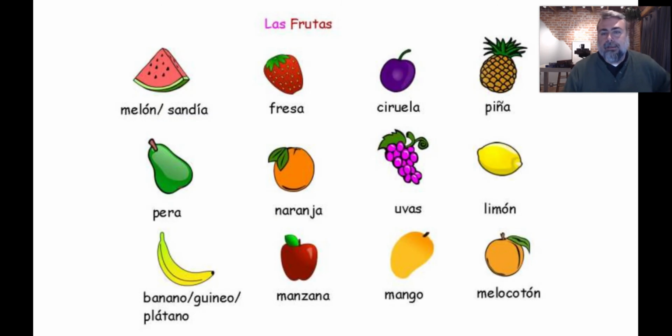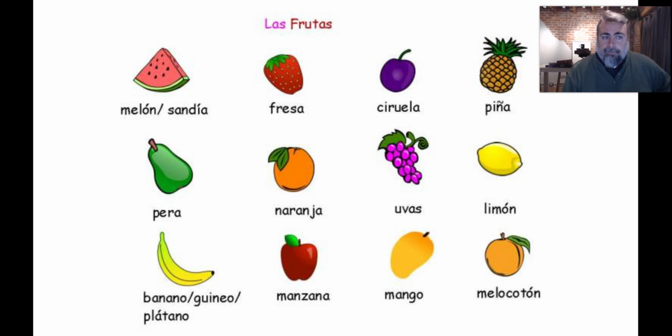Las frutas. Sandia. Sandia is watermelon. In Albuquerque, there are the Sandia Mountains because they turn pink with the sunset. Melon is melon, generically speaking. So melon, sandia. Fresa, although in many countries, frutilla, little fruit. Frutilla can mean strawberry or berry. Fresa is the most common.